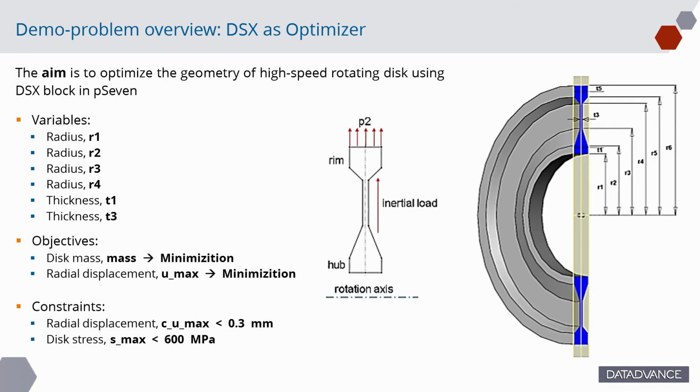The design problem is to choose such geometric parameters of the disk that provide the best values of objectives subject to constraints. Disk geometry is described by four radii: R1, R2, R3, R4, and two thicknesses, T1 and T3. There are two objective functions to be minimized: the disk mass and its radial displacement. In order to prevent the contact between rotating and static components, the radial displacement is restricted to 0.3 millimeters. To meet the strength requirements, equivalent maximum stress cannot exceed 600 megapascal.